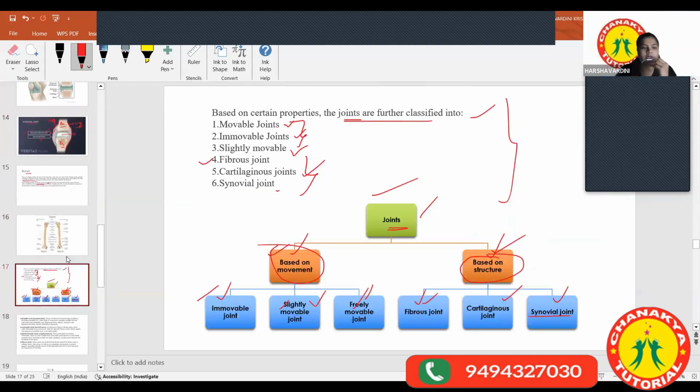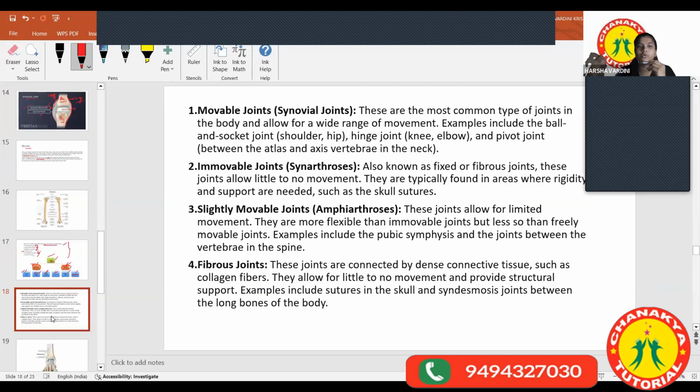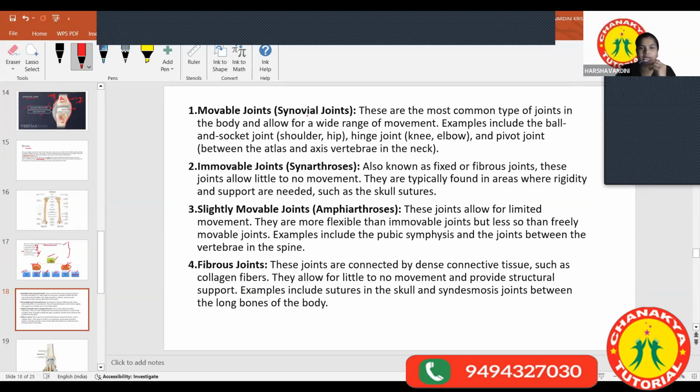We'll now see it in more depth. So what is first? Movable joints. Movable joints, or synovial joints, as given in the bracket, are the most common types of joint in the body and allow for a wide range of movement. Examples include the ball and socket joint in the shoulder and hip, the hinge joint in the knee and elbow, and the pivot joint between the atlas and axis vertebra in the neck area.